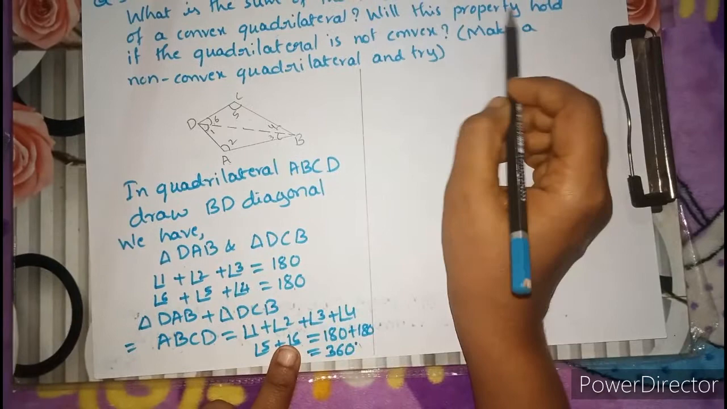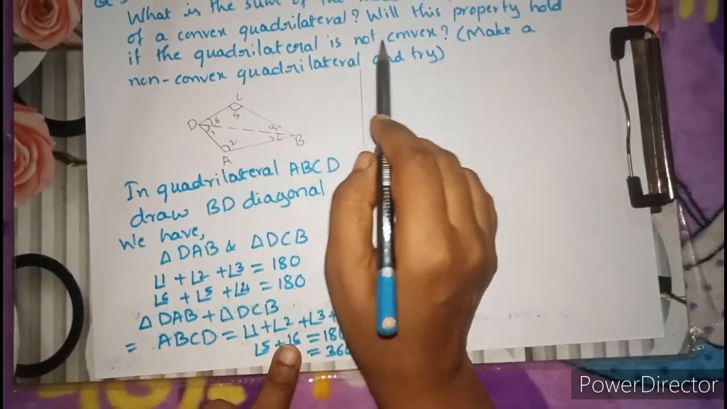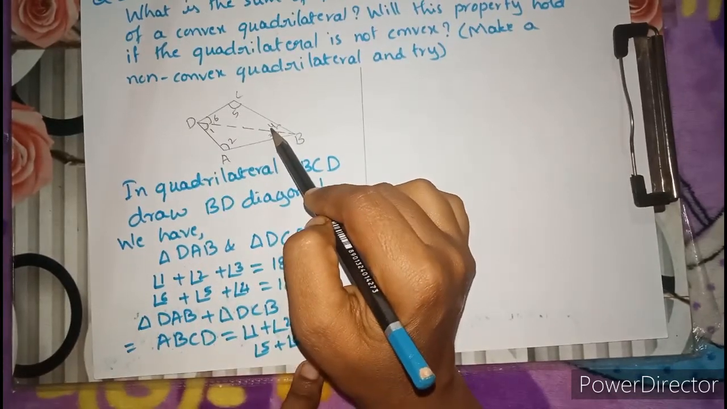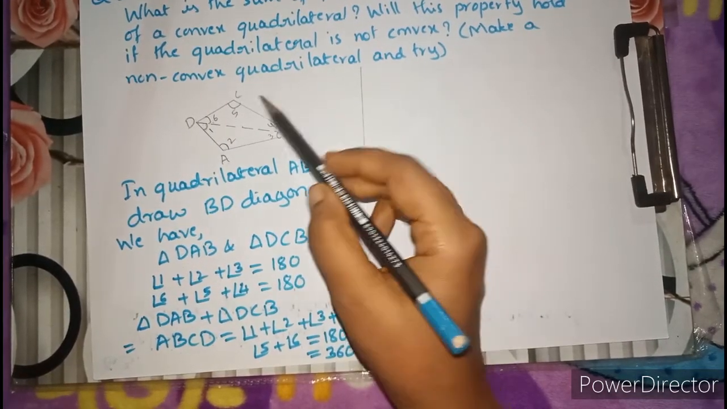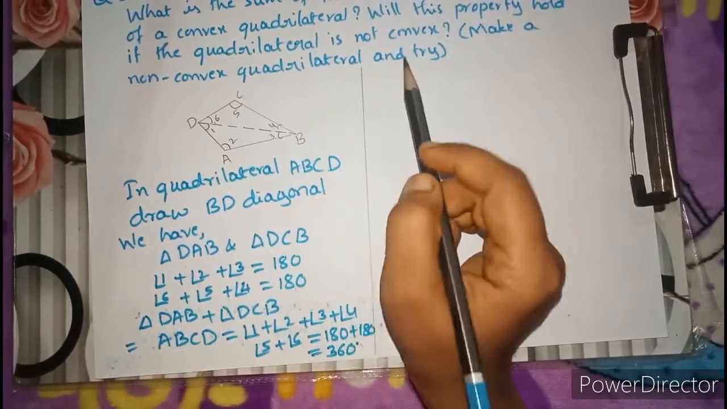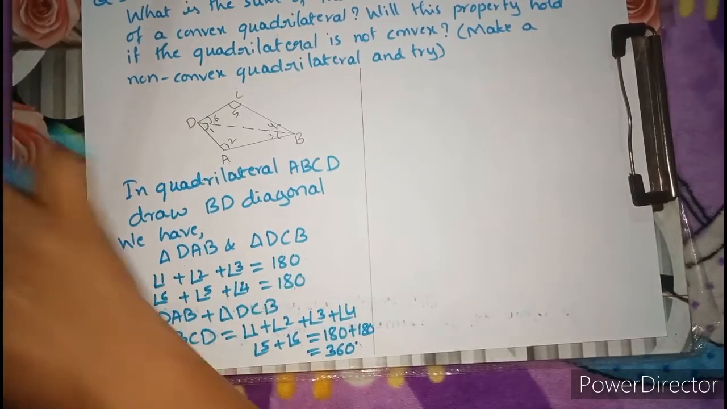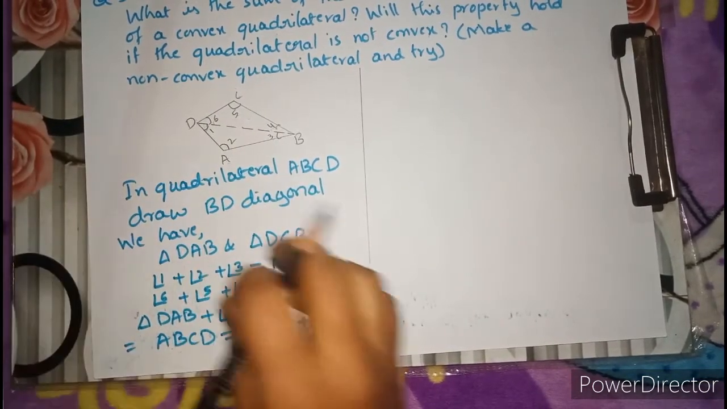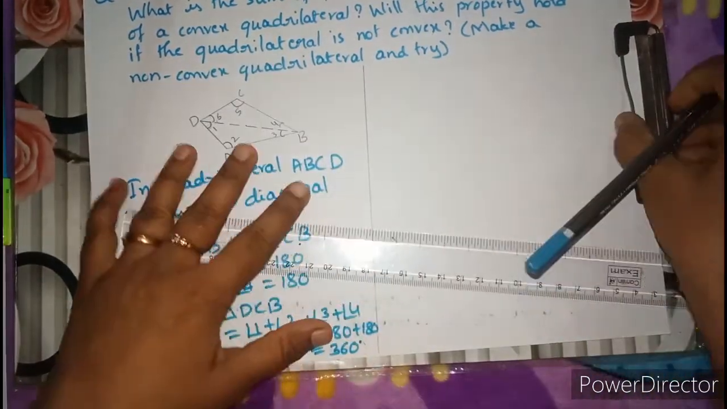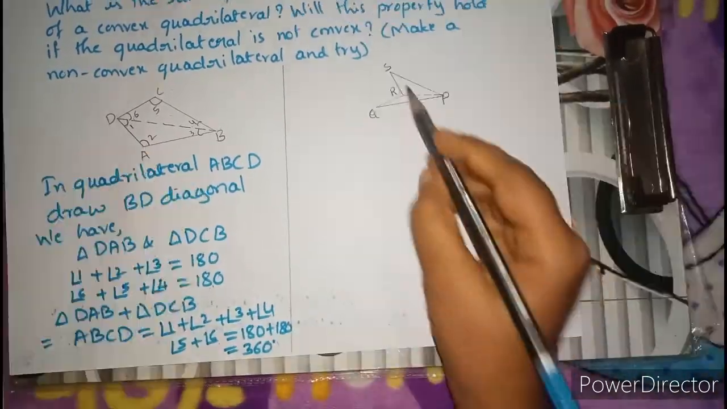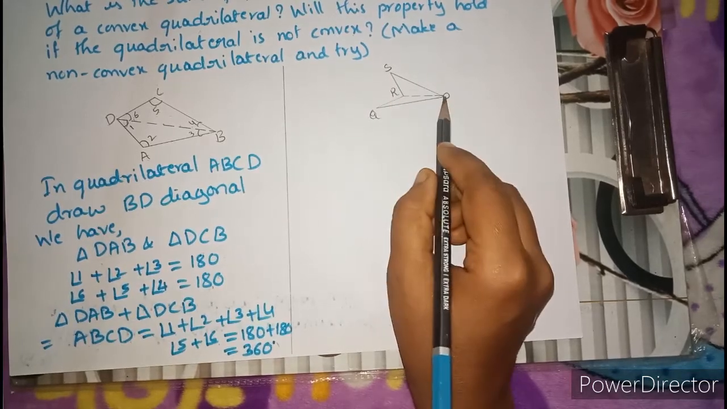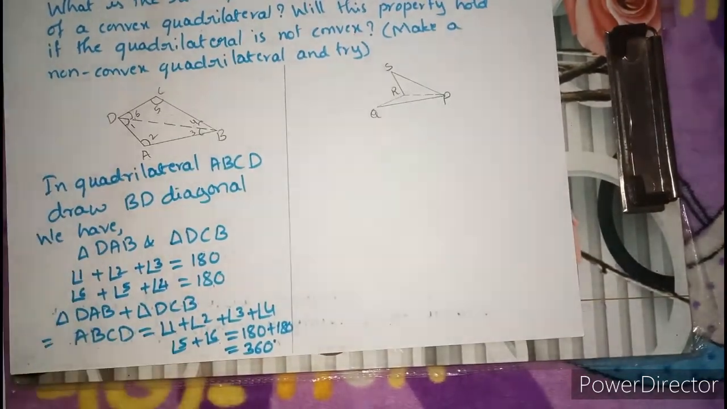Next, will this property hold if the quadrilateral is not convex? This is the property for a convex quadrilateral. Does the same property apply for a non-convex quadrilateral or not? Let's check. Non-convex quadrilateral means concave quadrilateral. We draw a concave quadrilateral. This is a quadrilateral PQRS, and we draw a diagonal RP in the quadrilateral.